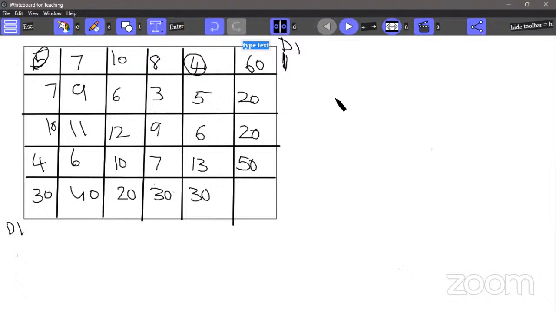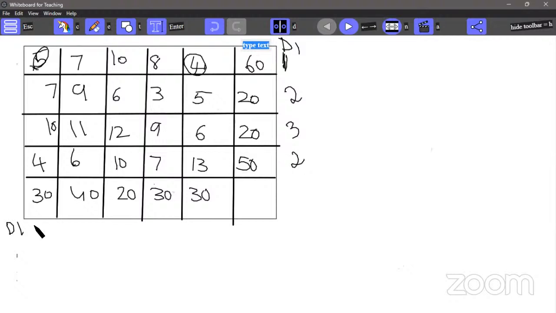In the second row, which is the least cost? 3. Next least cost? 5. So difference is 2. Very good. Third row: 6 and 9. Difference is 3. Yes, write down 3. Fourth row: 4 and 6. Difference is 2. Right. Yes. Come to the first column.